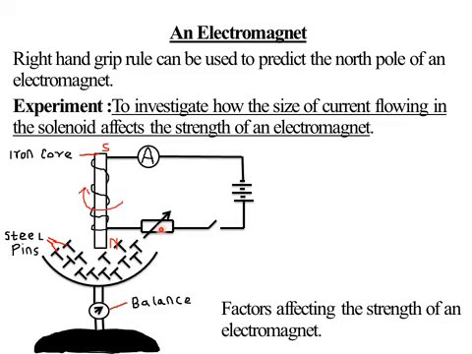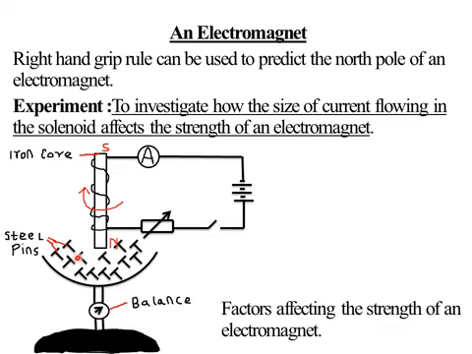Then we look at the observation. We observe what happens to the steel pins. Then we also repeat the same experiment, but increasing the amount of current. Of course, the rheostat will help us to increase the amount of current. Maybe we increase it to 1.5 amperes, maybe next to 2 amperes, maybe next to 2.5 amperes. Then we observe what happens to the steel pins.